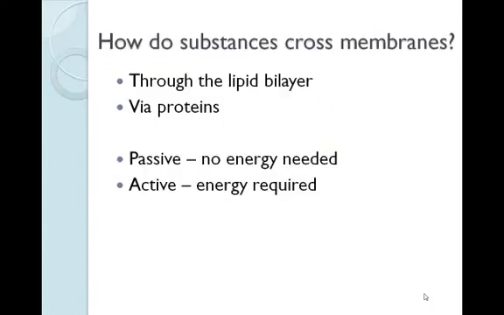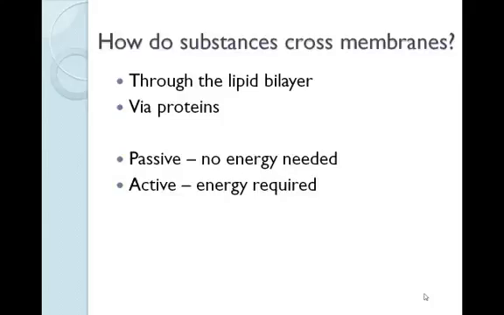So now that we've looked at membrane structure and function, let's discuss how substances cross membranes. The cell membrane is a selectively permeable barrier. There are two ways for substances to enter the cell, through the phospholipid bilayer or through the membrane proteins. The phospholipid bilayer is a barrier to most molecules. Only very small, nonpolar molecules pass easily through the lipid bilayer. Examples of these are oxygen, O2, or carbon dioxide, CO2.